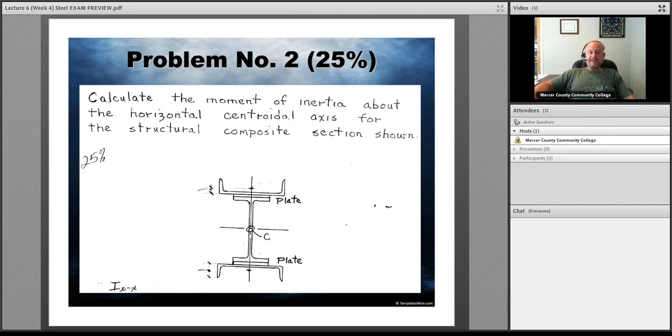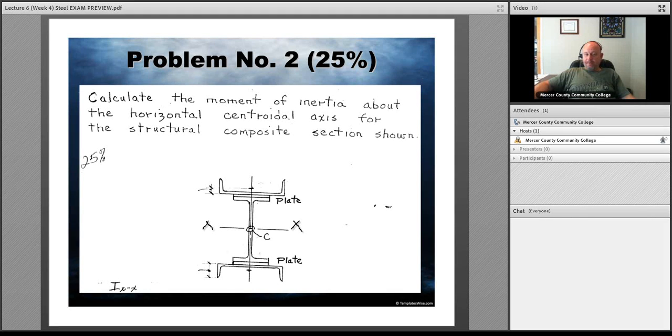And so we're saying calculate I sub x. So the horizontal axis is the x-axis. So we're going to say calculate I sub x. And we're going to give you that beam that's in the middle there, we're going to give you the size. Whatever, W16 by 100, whatever the size, we'll give that to you. The channel at the top and the channel on the bottom, we'll give you that as well. I whited it out on this, but let's say it's MC 16 by 32, top and bottom.